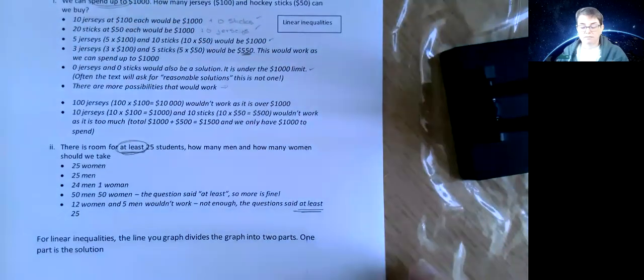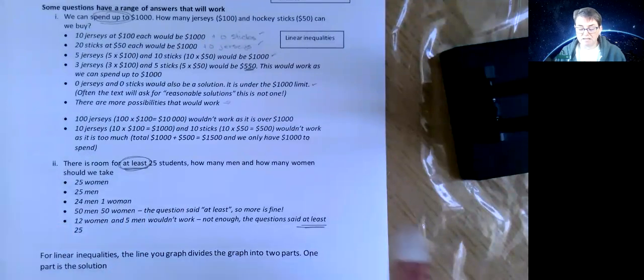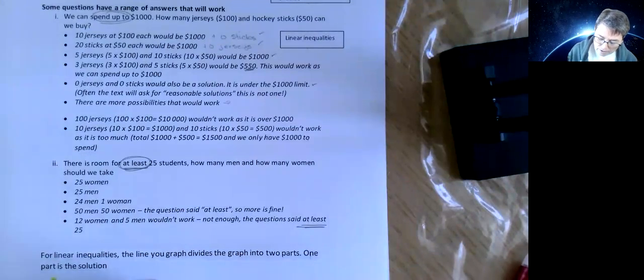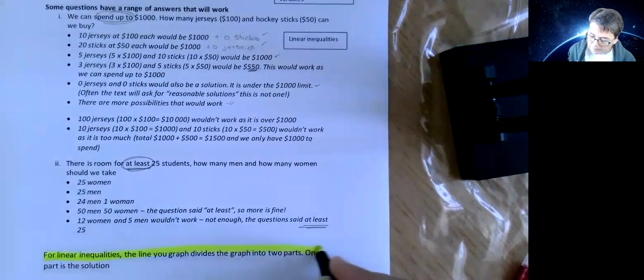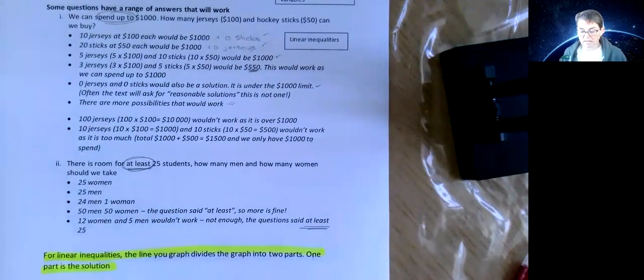Anyway, you really have to watch. Sometimes it's easy. It'll say greater than, less than. Sometimes you have to read between the lines. Spend up to, so less than is fine. In this case, at least means more is okay too. So for linear inequalities, what happens is the line divides the graph into 2 parts, and one part is a solution. It's through doing checkpoints that we can figure out which part of the graph is the correct answer. And that is in the next video.